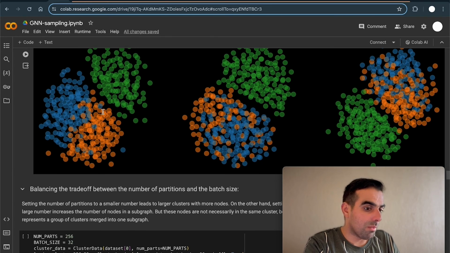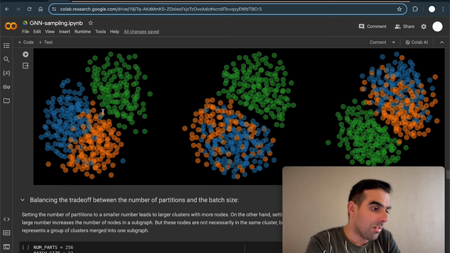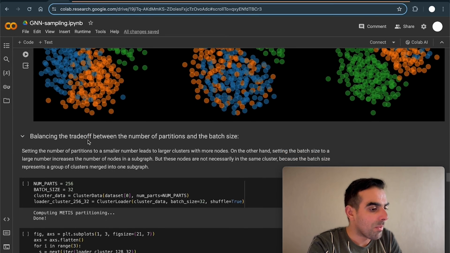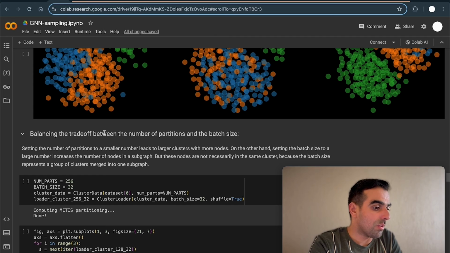But here you can see that these subgraphs capture the data set in a way that the blue and orange clusters overlap and the green cluster is just further apart from them. So here is a trade-off in cluster loader: the trade-off between the number of partitions and the batch size.